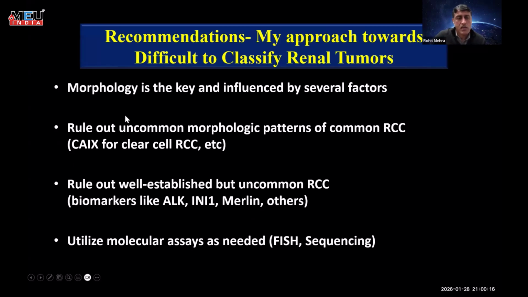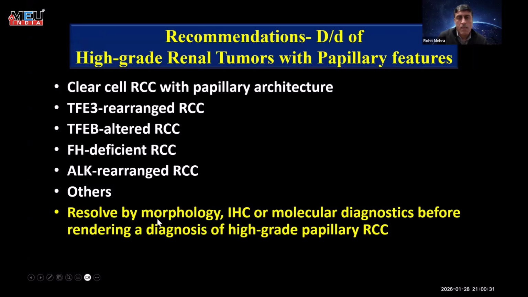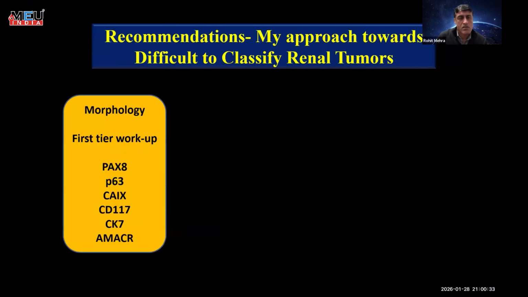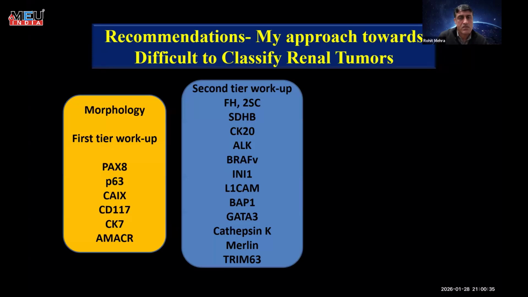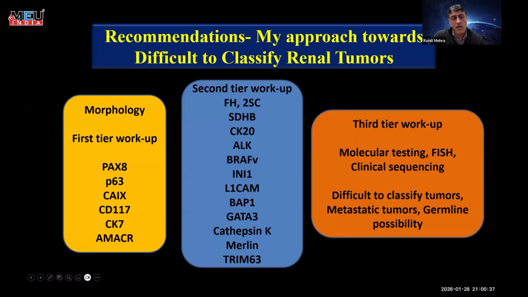I think morphology is the key. I think firstly, it's very important to rule out uncommon morphologic patterns of common RCC. I think then it's important to rule out well-established but uncommon RCC and then utilize molecular assays as needed. I'll skip this. I've talked already about this. And this is my current approach towards difficult to classify renal tumors.